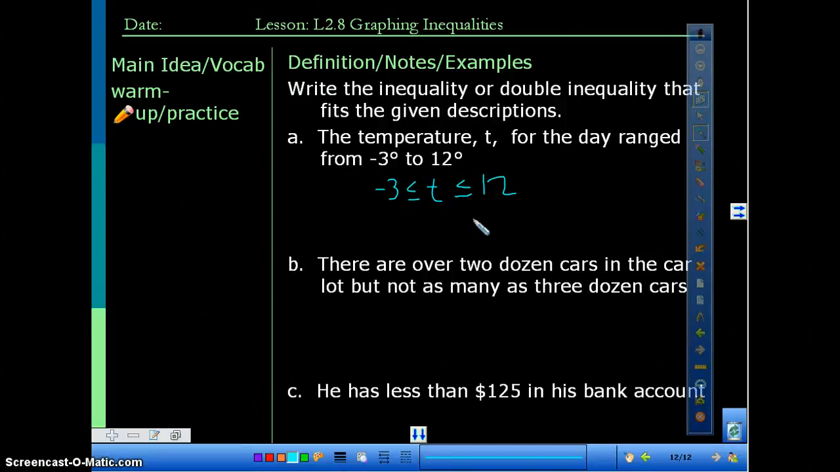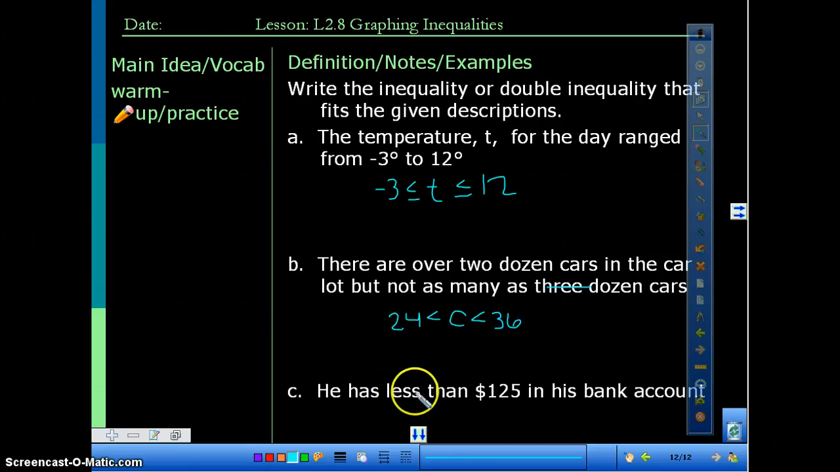Part B says there are over 2 dozen cars in the car lot, but not as many as 3 dozen cars. Right here, this keyword over 2 dozen tells me that 2 dozen is too small. So I know that 2 dozen or 24 should be less than the number of cars in the lot. And it says not as many as 3 dozen. Therefore, I know it should be less than 3 dozen or 36.